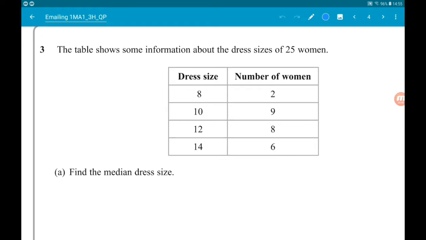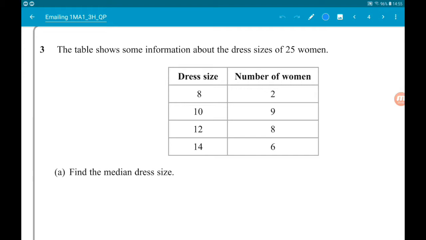Okay, number 3. The table shows some information about the dress sizes of 25 women. Part A wants us to find the median dress size. We know that 2 women are size 8, 9 women are size 10, etc. We could write out all of this info, but we would need to write out 25 things, and then the median would be the middle one in those 25 things. We don't want to do that.